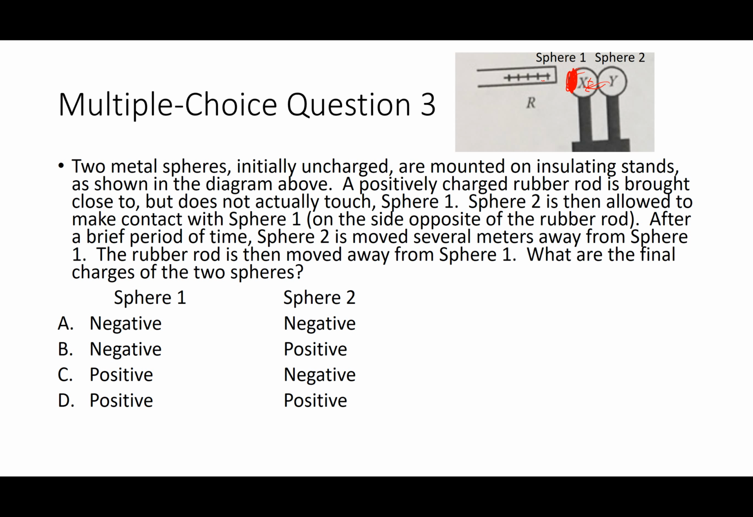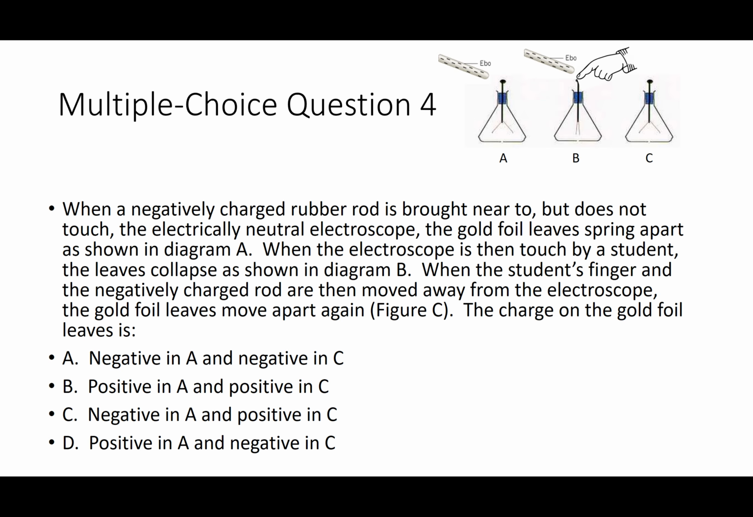Then when we move them apart, Y is missing some of the electrons it initially had. X has gained some electrons. So X is going to have an excess of electrons, therefore be negative. Y is going to be missing some electrons that it had to begin with, so it's going to be positive. So our answer here is going to be B. Let's move on to question 4.